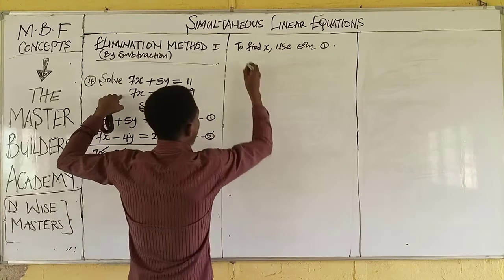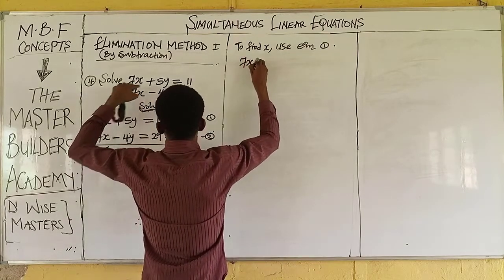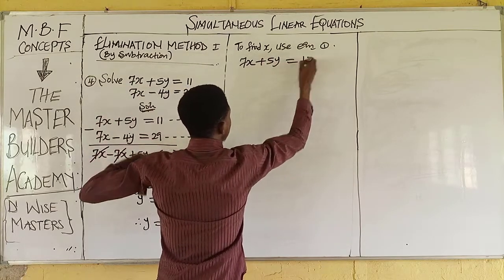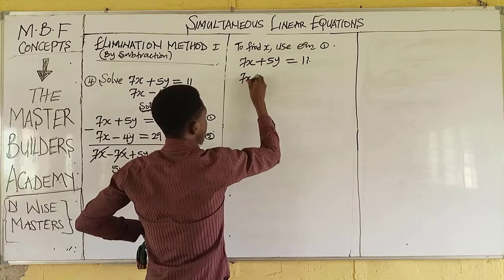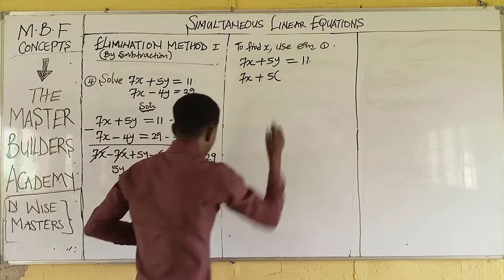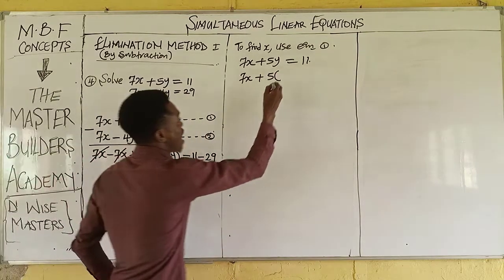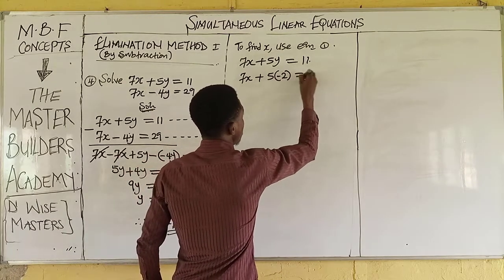Now guys, what is equation 1? We have 7x plus 5y is equal to 11. Now, what's the value of y? The value of y is minus 2. So we now have 7x plus 5 multiplied by minus 2 is equal to 11.